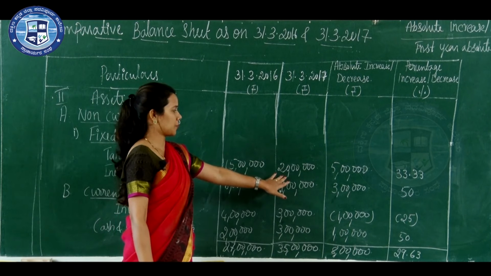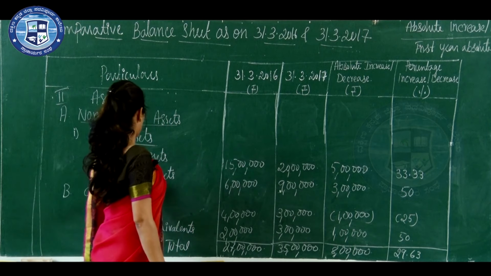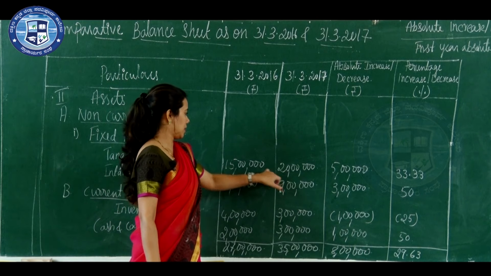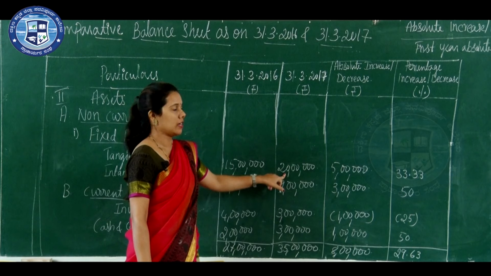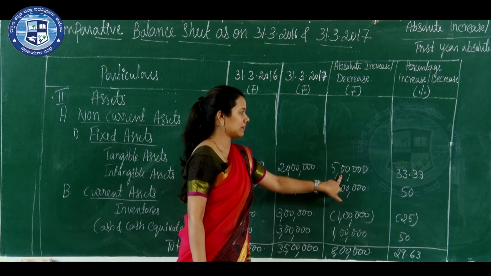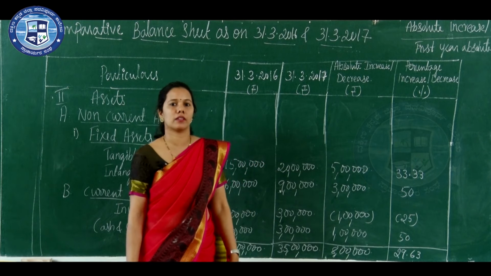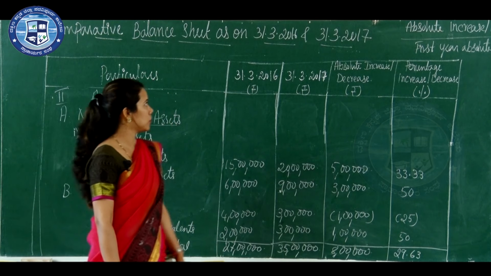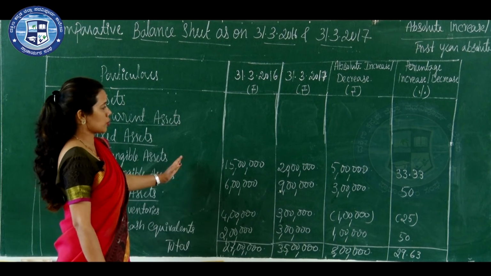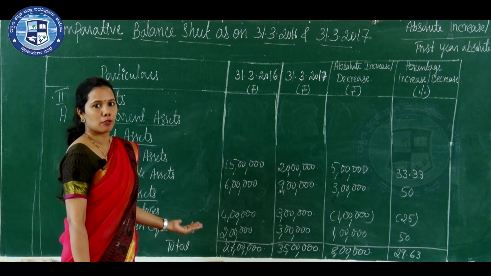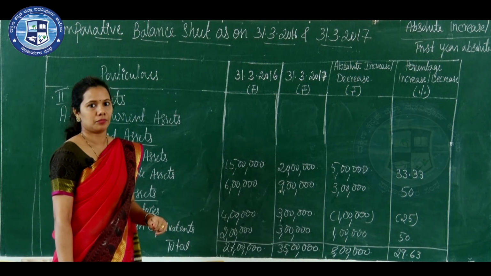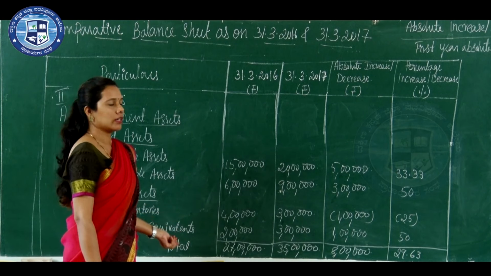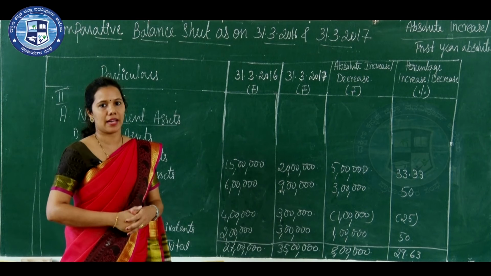So, we can analyze financial information. Last year tangible assets were worth 15 lakhs, but right now it is 20 lakhs. So, the value increased by 5 lakhs, in terms of percentage 33.33. This is how we use the comparative tool to compare financial information of 2 years and to reach a meaningful conclusion. Based on this, owners or stakeholders can take a right decision.